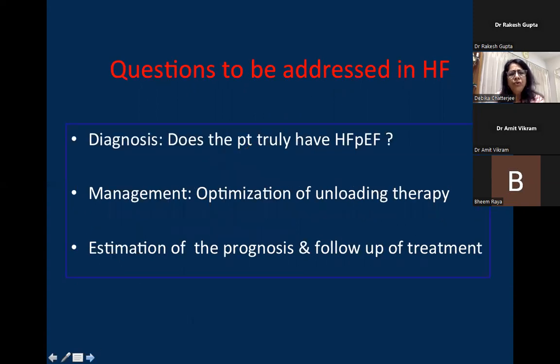Now, when we do echo in a patient with heart failure, we always try to get the answer to a few questions. Like, does this patient truly have HFpEF, or is his or her shortness of breath due to some other cardiac or non-cardiac cause? We also want to know how our unloading therapy is doing its function, so that we can optimize it. And also we need to estimate the prognosis and follow up our treatment.